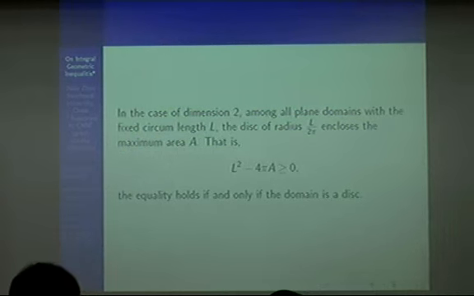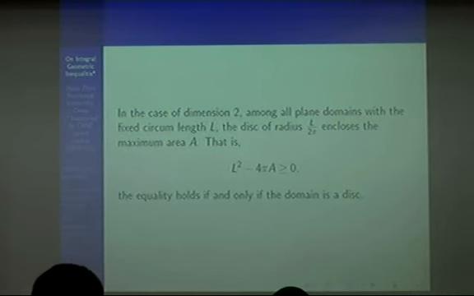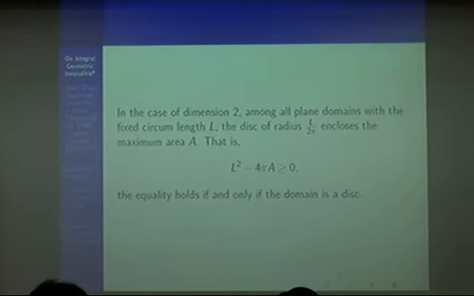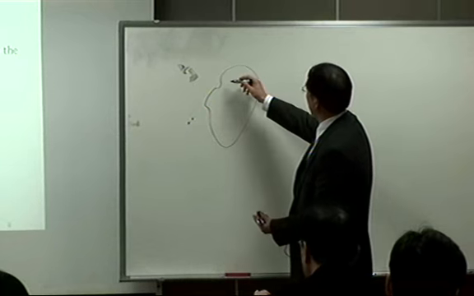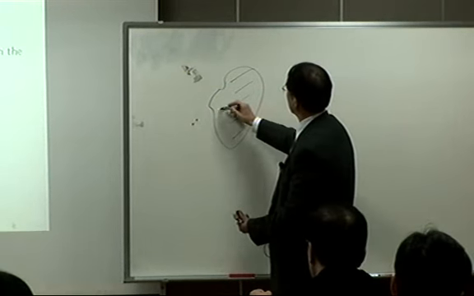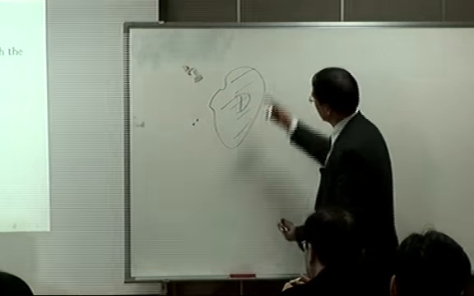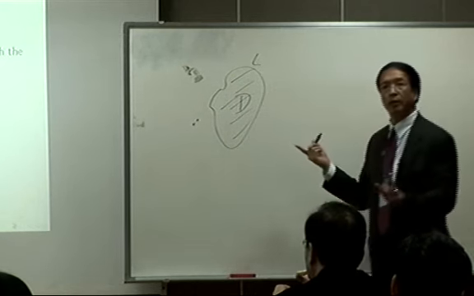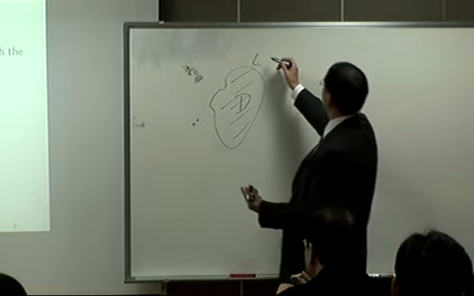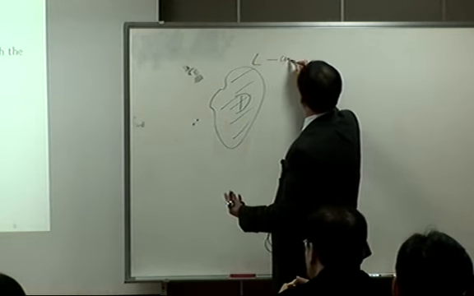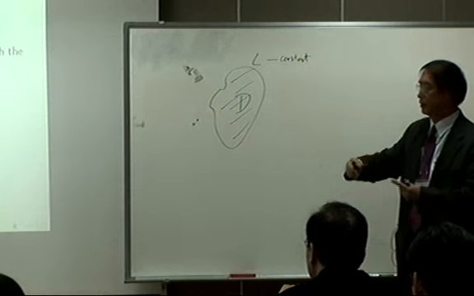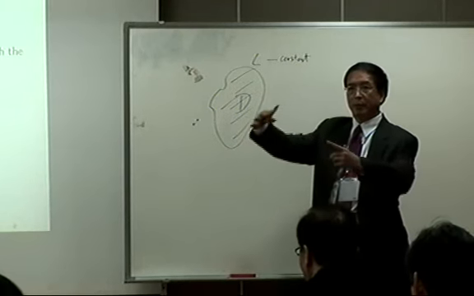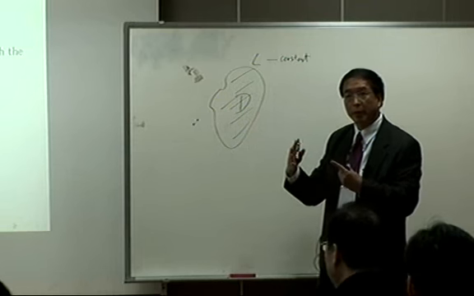For example, let's show the picture here. If we have a curve, a simple curve, that means without self-intersection, then we keep its length as L. If this is D, this outer length is L, and L is constant. We ask in which case D encloses the maximum area.